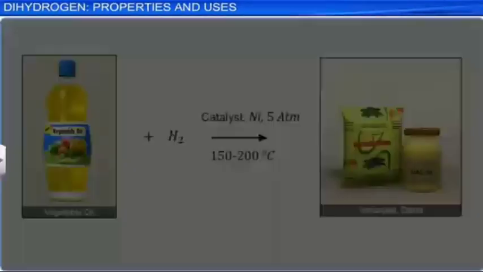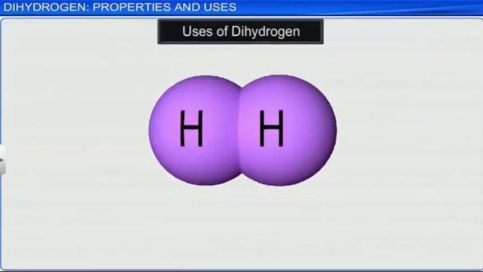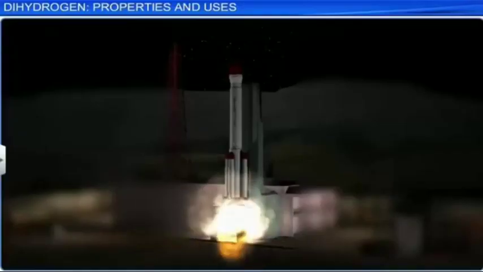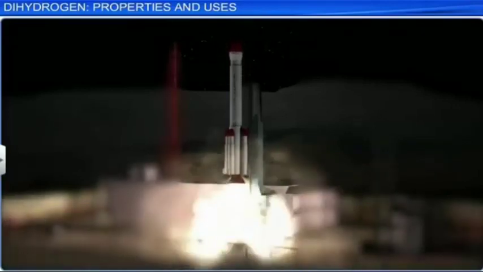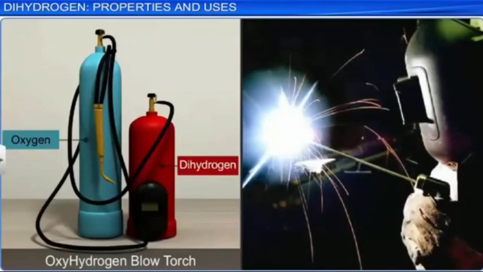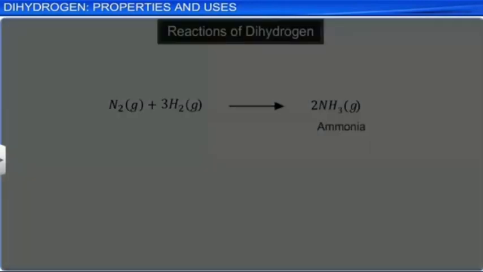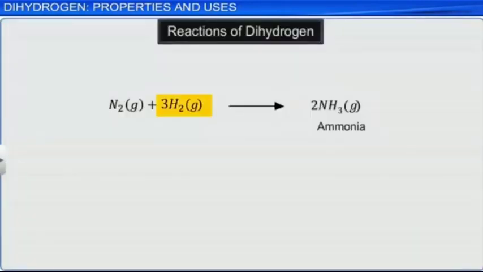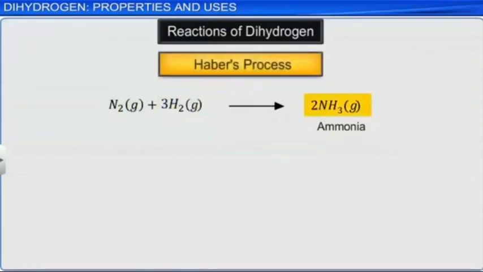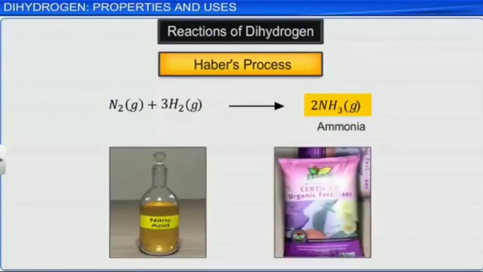Because of its unique properties, like forming non-polluting products and burning in air, dihydrogen gas has many commercial uses. It is used as rocket fuel because of its high calorific value. An oxyhydrogen blowtorch that is used for cutting and welding purposes uses dihydrogen and pure oxygen. The reaction produces a temperature of up to 4000 Kelvin. Dihydrogen is also used in the synthesis of ammonia by Haber's process to manufacture nitric acid and nitrogenous fertilizers.